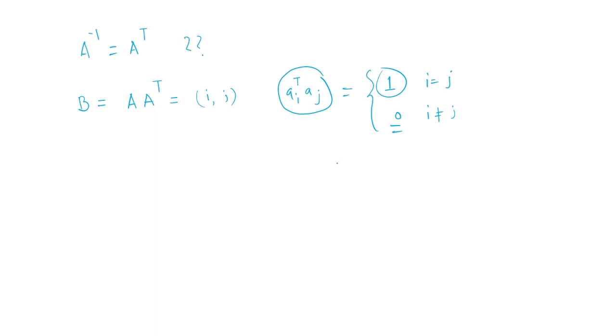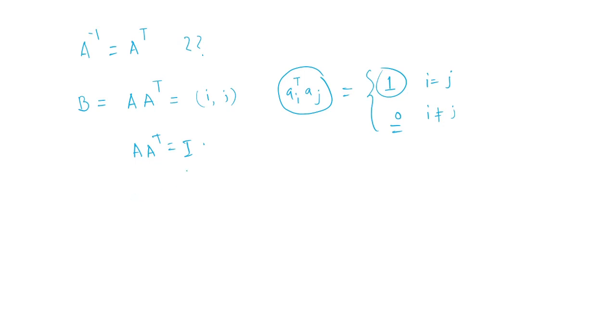Okay, so if this happens, we can see that this is basically an identity matrix, right? A times A transpose equals the identity, because all the diagonal elements will be 1, and the off-diagonal elements will be the inner product between A_i and A_j, which will be 0.